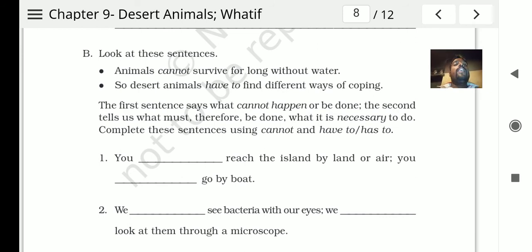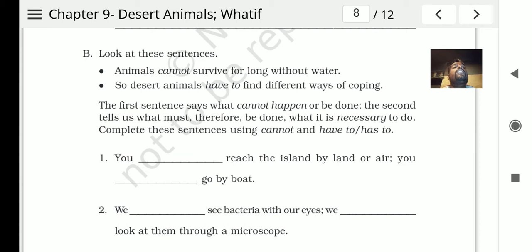First one, you dash reach the island by land or air. You dash go by boat. Here, what you have to fill up? You cannot. You have to fill up here cannot. According to their instruction, we have to fill up appropriate words in the space.